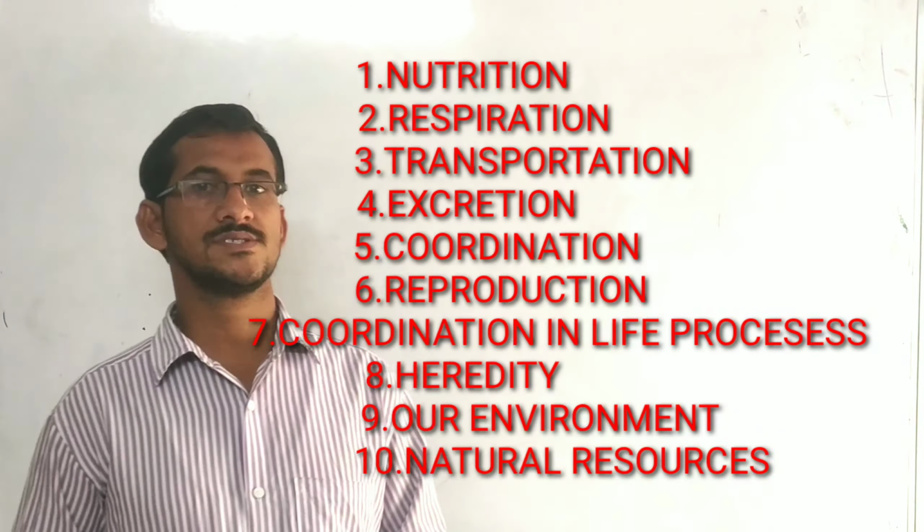Sunlight and chlorophyll. So this is the equation for photosynthesis. 6CO2 and 12H2O, in the presence of sunlight and chlorophyll, give glucose, water and oxygen. Oxygen is liberated. So this is the equation for photosynthesis.